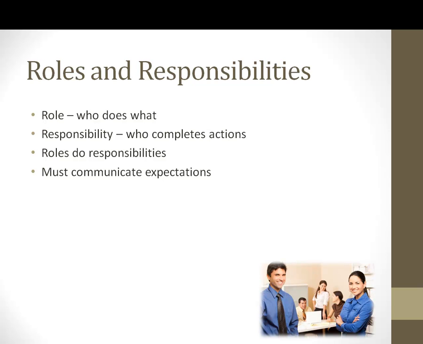Now, roles and responsibilities to compare and contrast. A role is who does what. A responsibility is who completes actions. It's the steps, the activities, the tasks that need to be completed. Roles do responsibilities. Now, as the business analyst, you must communicate the expectations for the role and the responsibility.